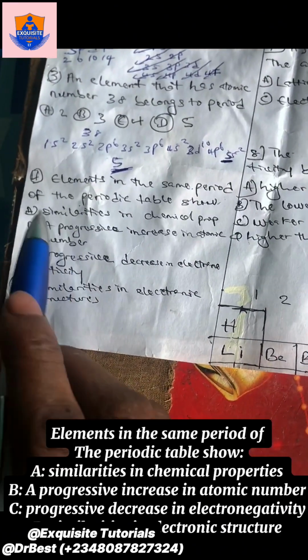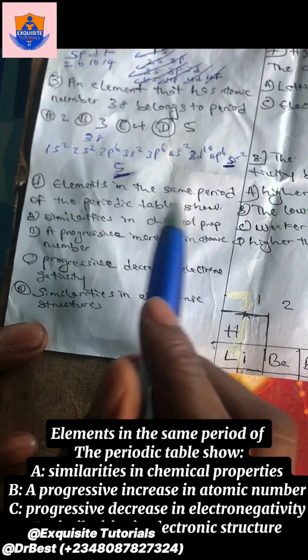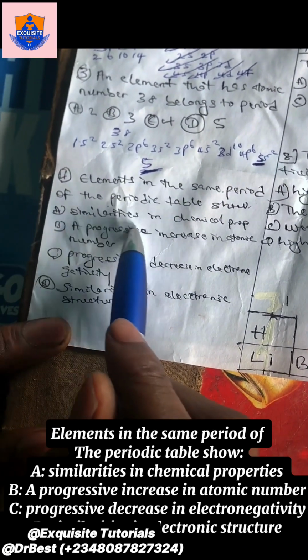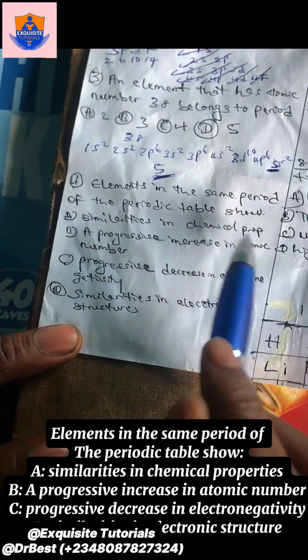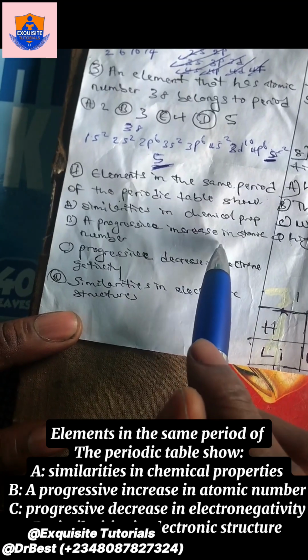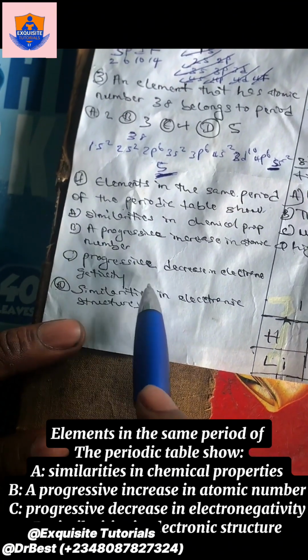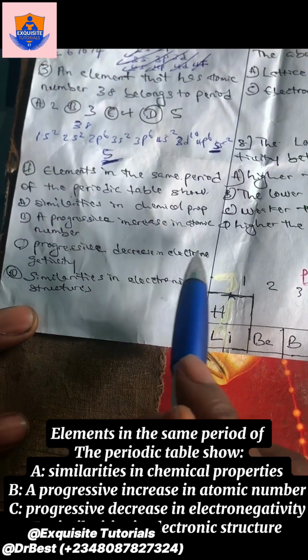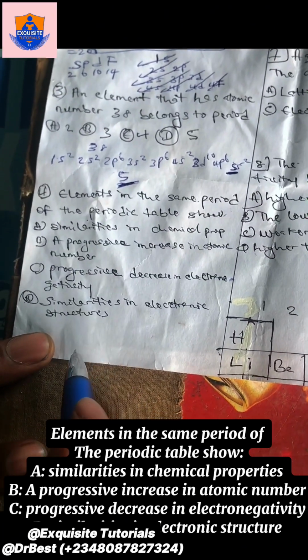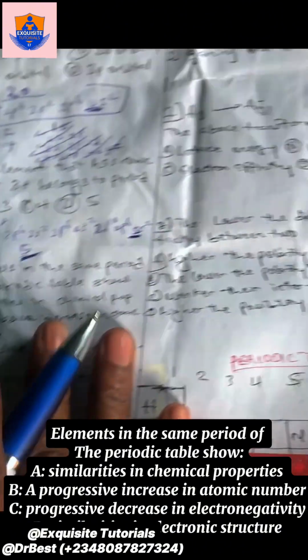Number 4 says elements in the same period of the periodic table show dash. A, similarity in chemical properties. B, progressive increase in atomic number. C, progressive decrease in electronegativity. And D, similarities in electronic structure.